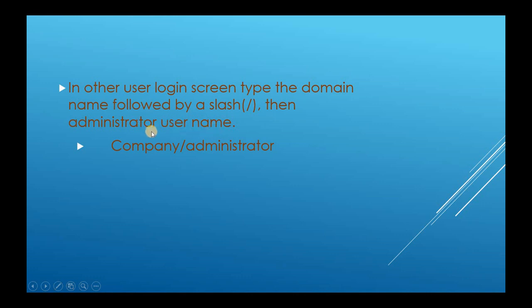Once you click on the Other user login screen, in that username field you have to type first your domain name, then a slash, and then your administrator name. So for example, company/administrator, and then you have to type your password over there. Once you type your password, click Enter, and you will be able to log in to your domain account. So this is how you have to connect to the domain account.